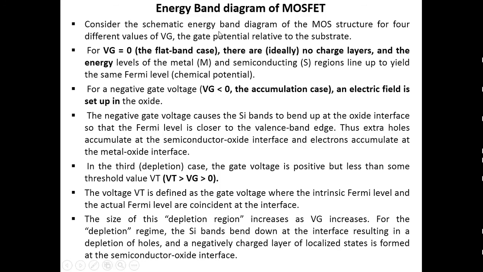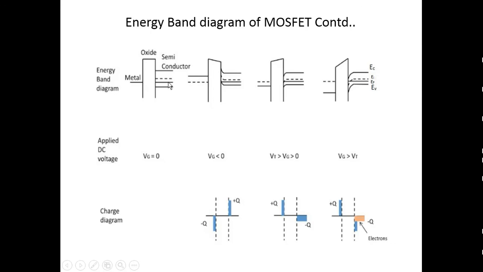Consider the schematic energy band diagram of the MOS structure for four different values of Vg, that is the gate voltage, the gate potential which is applied on the gate of the device with respect to the substrate. First case is when the gate voltage is 0. That is a flat band case. So we will see the band diagram here.